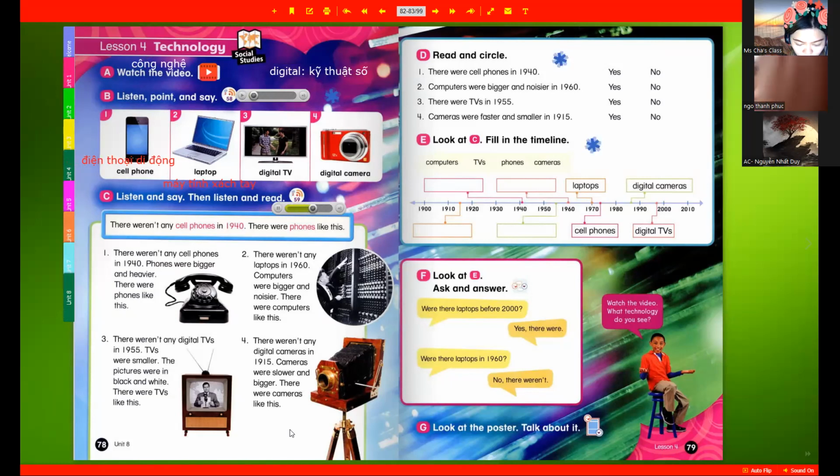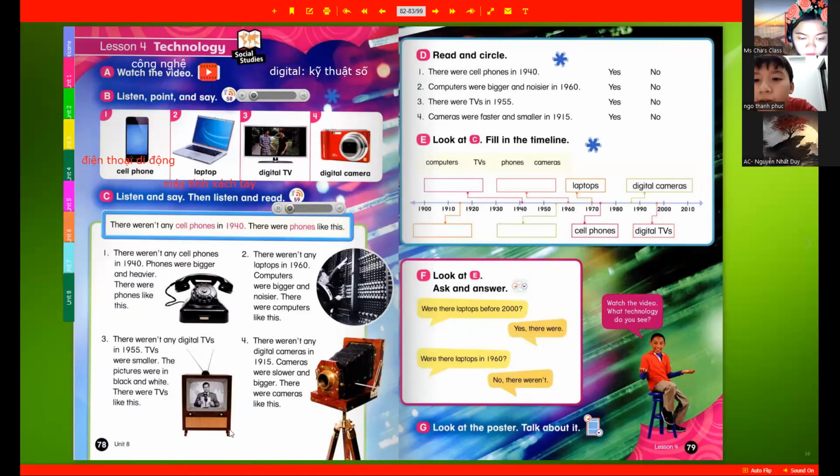3. There weren't any digital TVs in 1955. TVs were smaller. The pictures were in black and white. There were TVs like this. 4. There weren't any digital cameras in 1915. Cameras were slower and bigger. There were cameras like this.